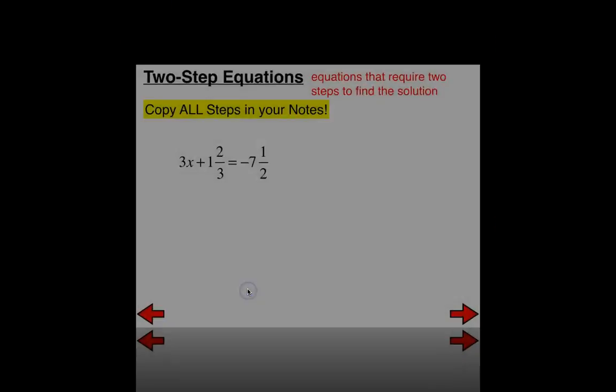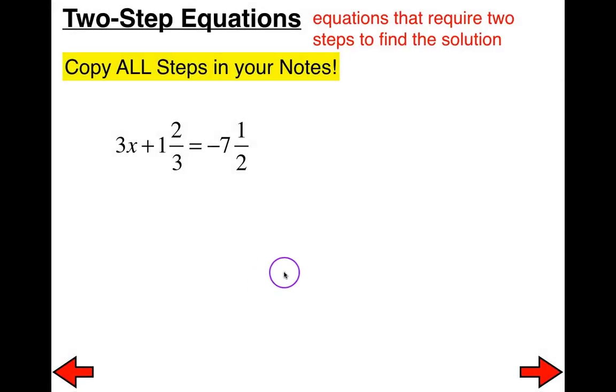Whichever operation you're using is going to determine which of these properties you are applying in order to find your solution. So here's our first equation. Remember, today we are covering two-step equations. In our previous lesson, we covered one step. Today it's two-step. Basically, it's an equation that requires 2 steps to find the solution. Please make sure you copy all the steps in your notes, that way, if you get lost, you can refer to your notes to help guide you.